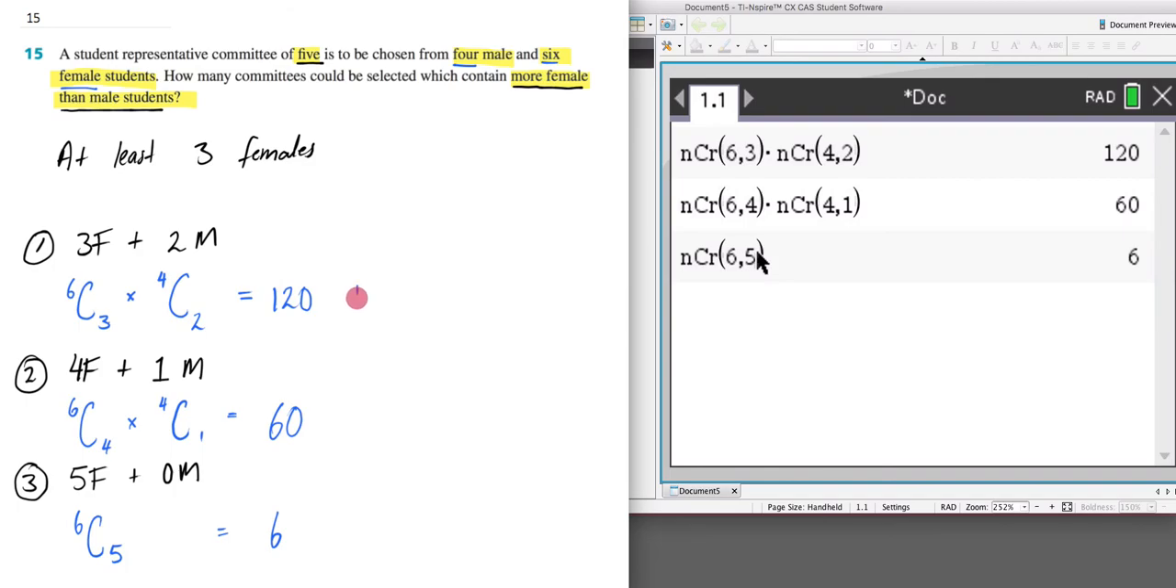So now let me draw a line here. I still haven't figured out my final answer. Remember, this is the amount of combinations I could get if I had 3 females and 2 males. This is the amount of combinations I could get for 4 females and 1 male. And this is the amount of combinations I could get for 5 females. So now to figure out the amount of combinations I could get, which have more females than males, I'm going to have to plus these all together. So it's going to be 120 plus 60 plus 6. And that is going to be equal to 186. And that will be my final answer.